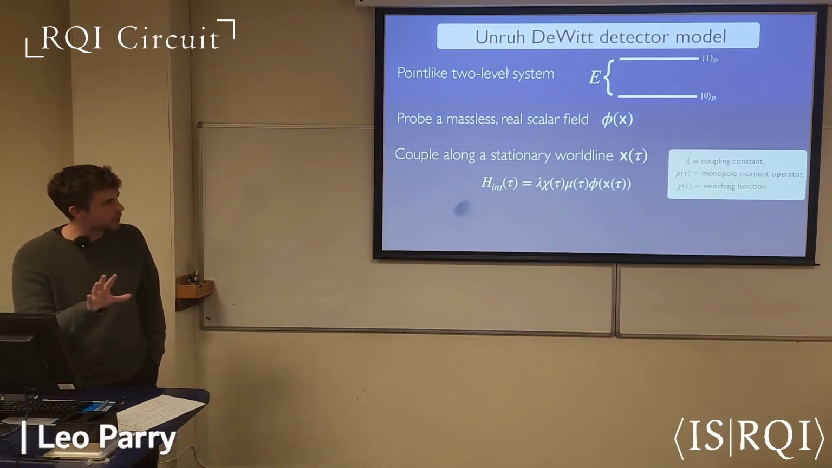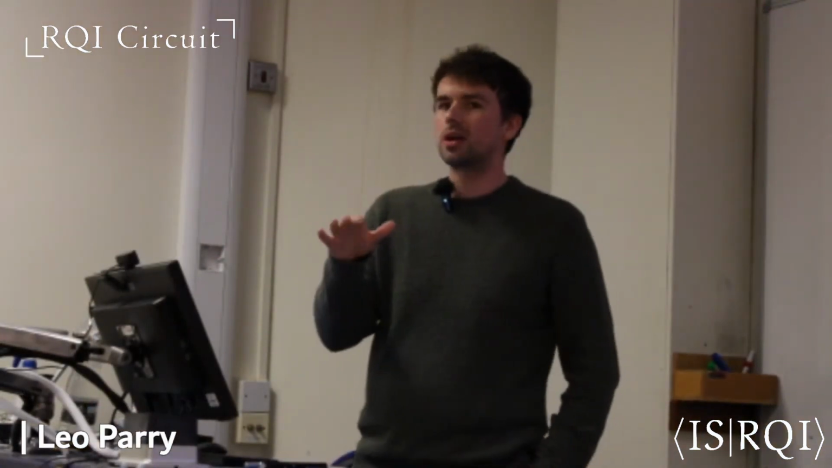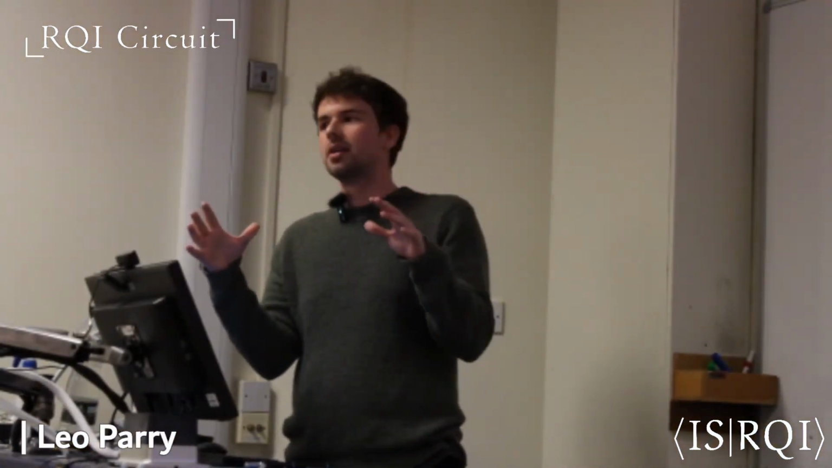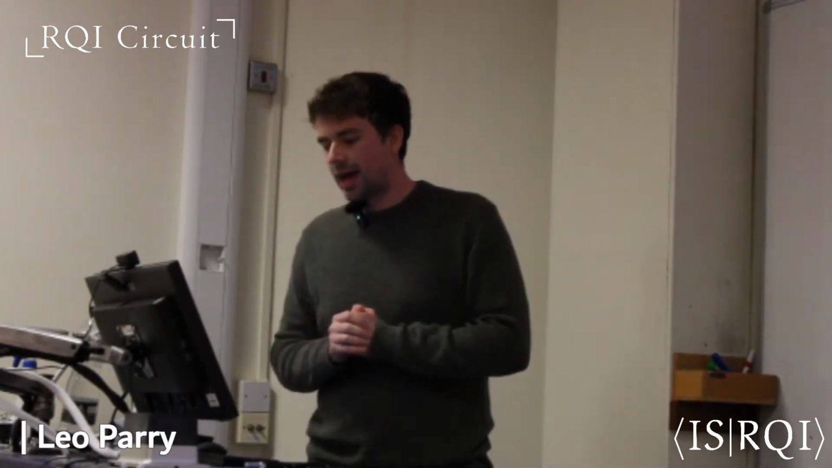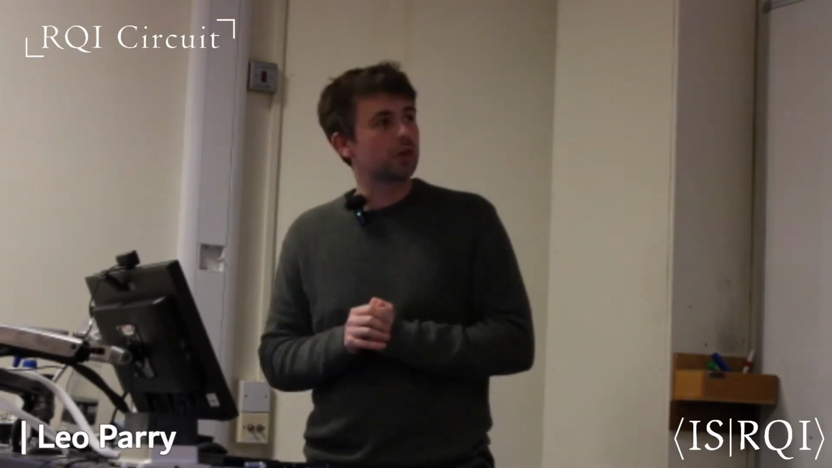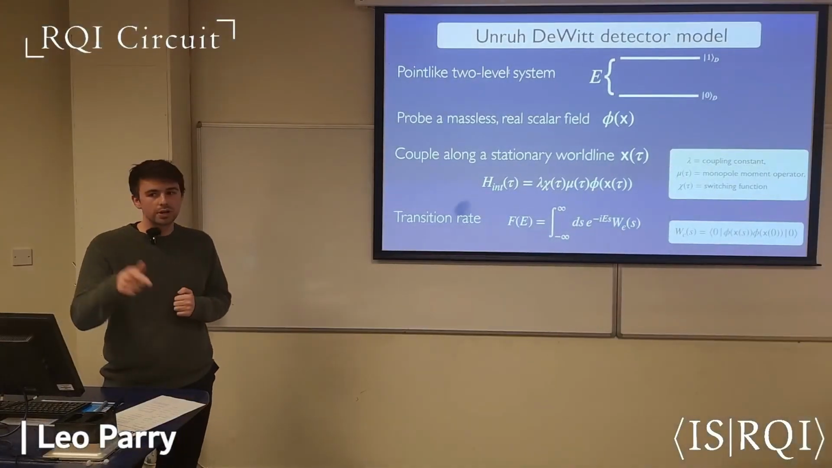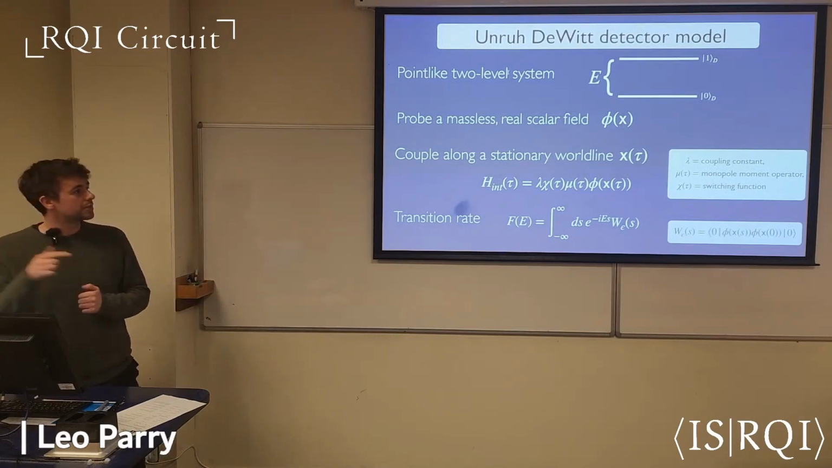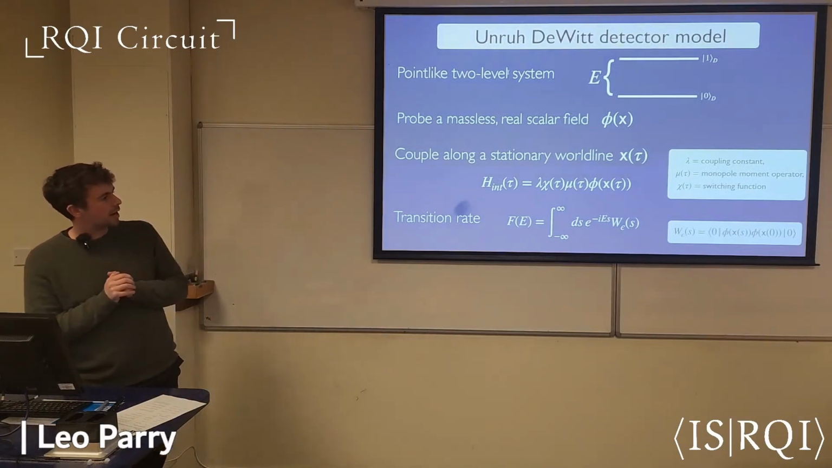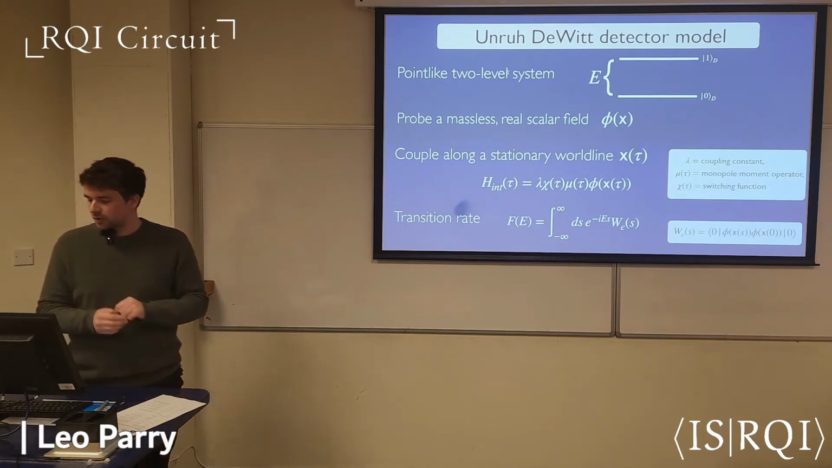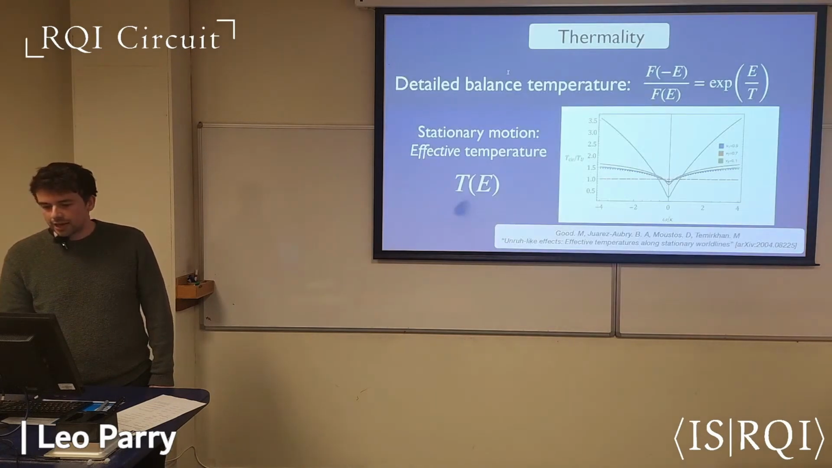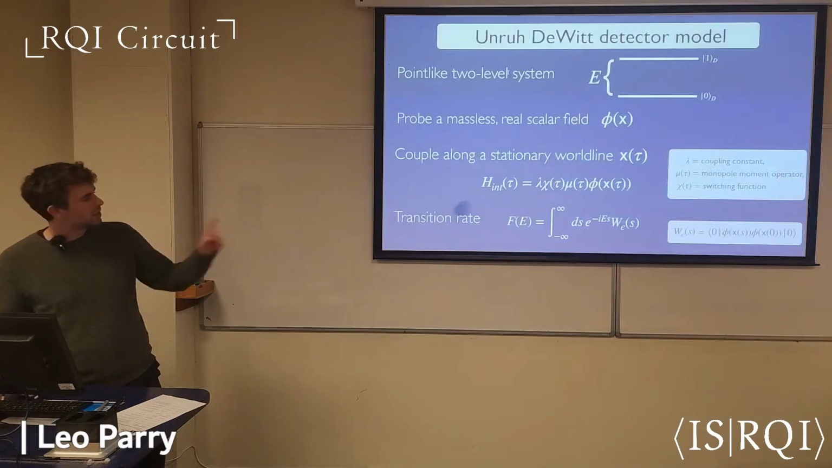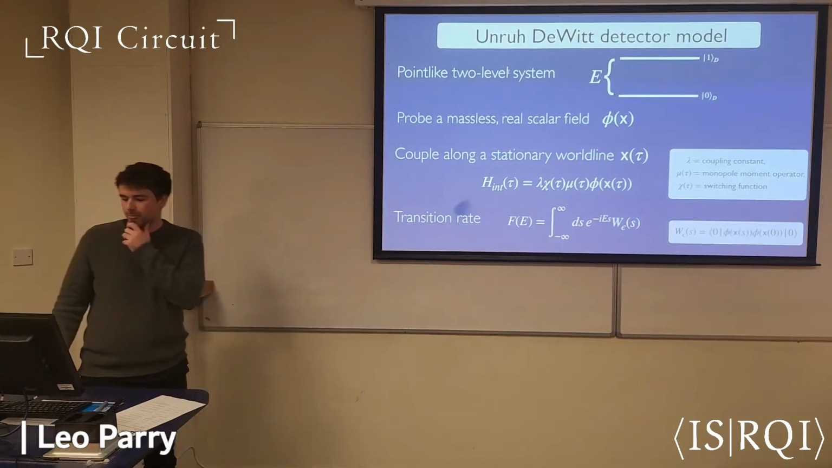In this presentation, we're going to think about chi as essentially being 1. So we're going to think about an interaction that's been on from the asymptotic past to the asymptotic future. And in this limit, we can define a transition rate, so the rate at which this detector makes transitions between its levels. Here you can see it's the Fourier transform of the Wightman function, which is the 2-point vacuum correlation function. We refer to this transition rate as the response function.